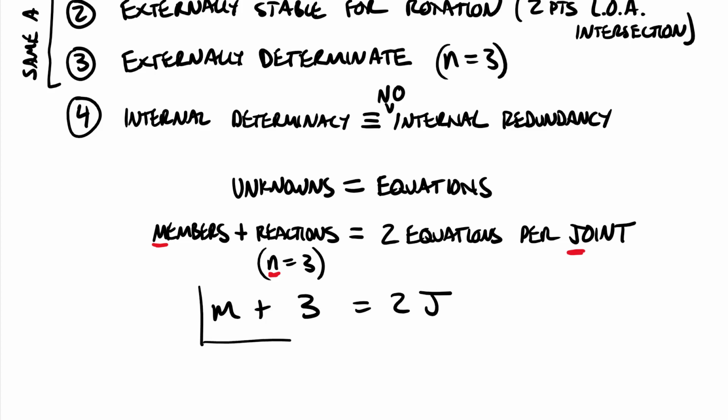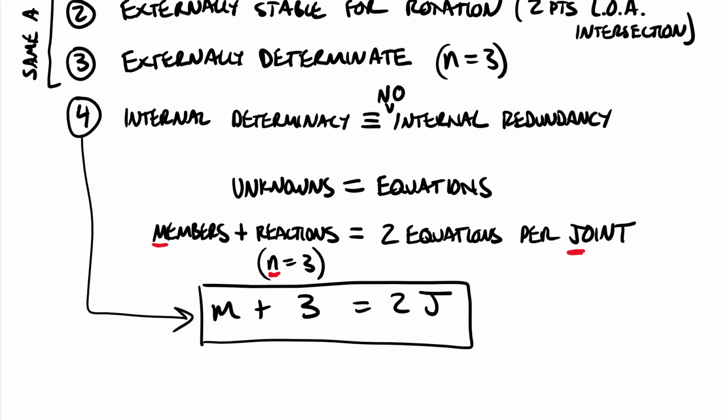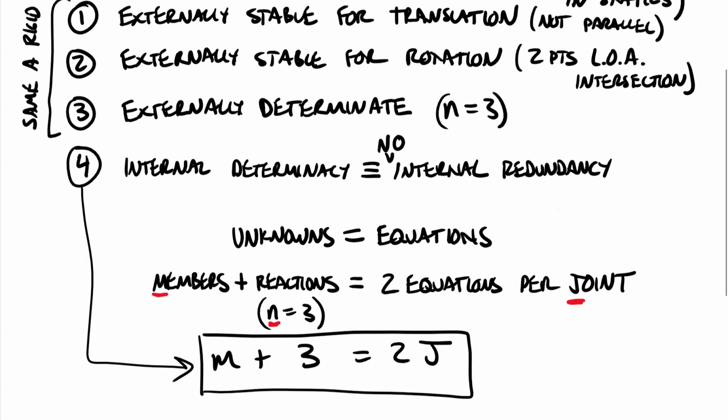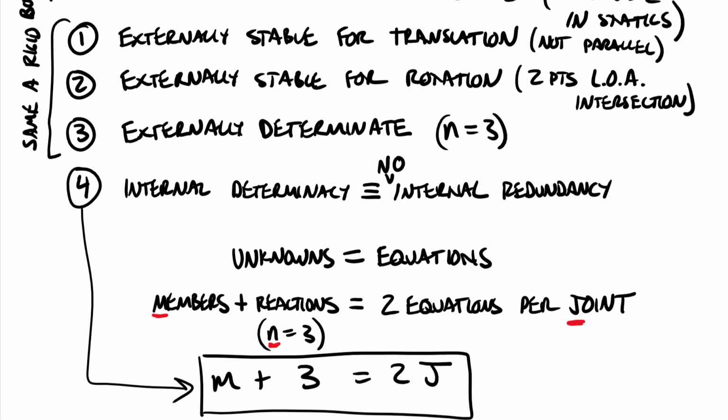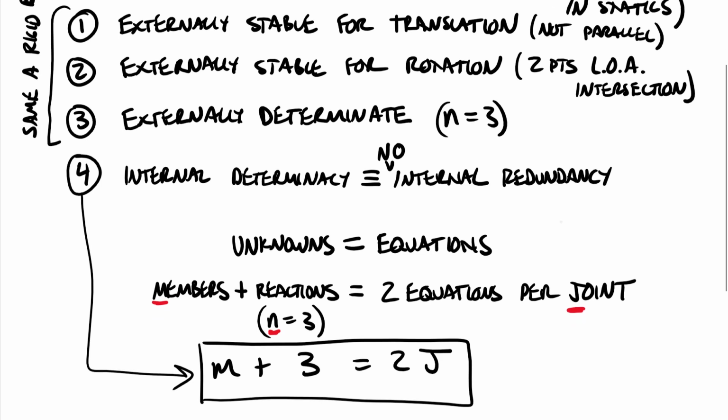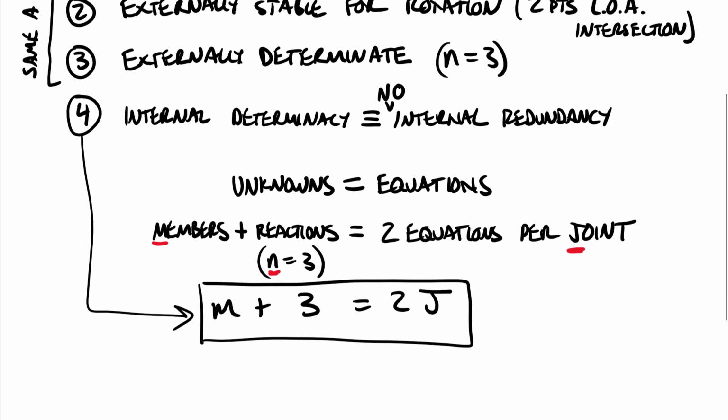So this is essentially your fourth validation to having a truss which is solvable in statics. There may be some problems that have you go through a series of trusses, and you basically have to go through these four different tests to make sure that it is externally stable, that it is externally determinate, and also internally determinate.